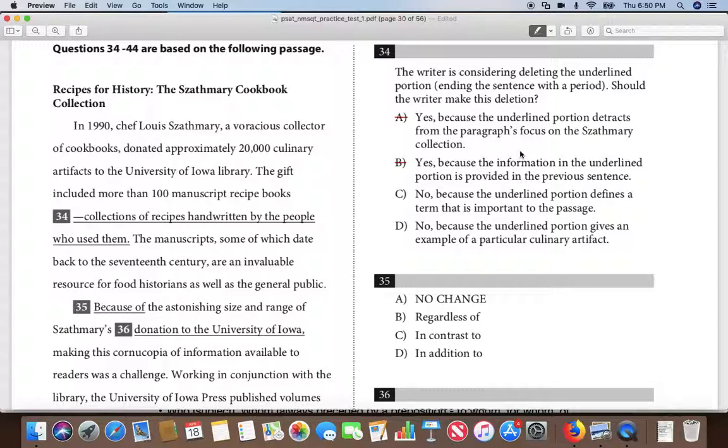Let's try choice D. No, because the underlined portion gives an example of particular culinary artifacts. Does the underlined portion give an example of a particular culinary artifact? No, it doesn't, right? It just defines what manuscript recipe books are, so it can't be D. Guess what the right answer is? It's C. How clear is that?